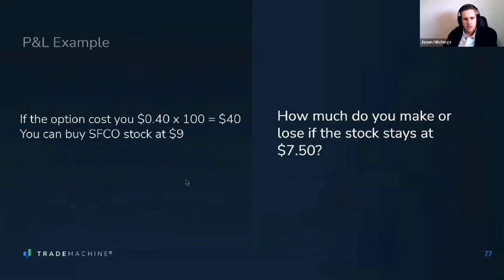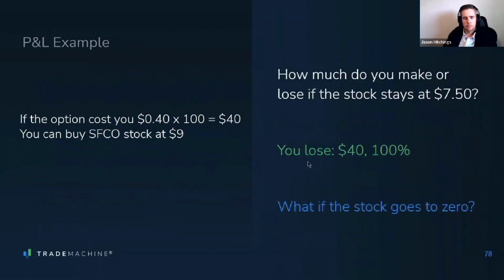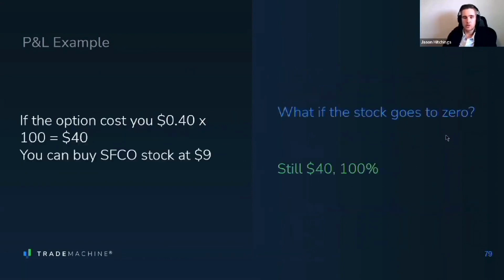So if we're going back to this example where you're buying this 9-strike call and you're spending 40 cents a share, or $40, how much do you make or lose if the stock stays at 7.50? It has no value at 7.50 to buy it at 9, so you lose 100%. And what if the stock goes to zero? Well, it has no value to buy it at $9 if it's at zero, so you still lose 100%.